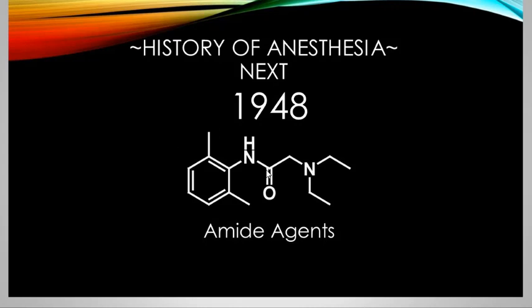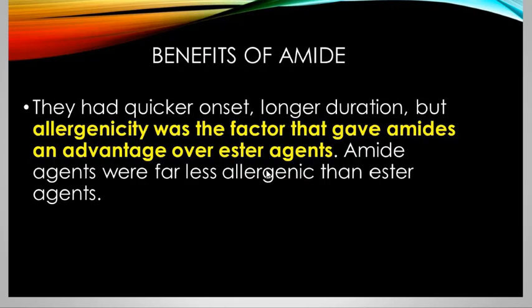And in 1948, amide agents were invented. The benefits of an amide is they are quick. They follow these 4 principles that we are looking for. They're quicker onset, longer duration. However, the allergenicity was the factor that gave amides an advantage over the esters. The amide agents were far less allergenic than the ester agents. So as we move forward, we were able to control this allergenicity a little bit better.